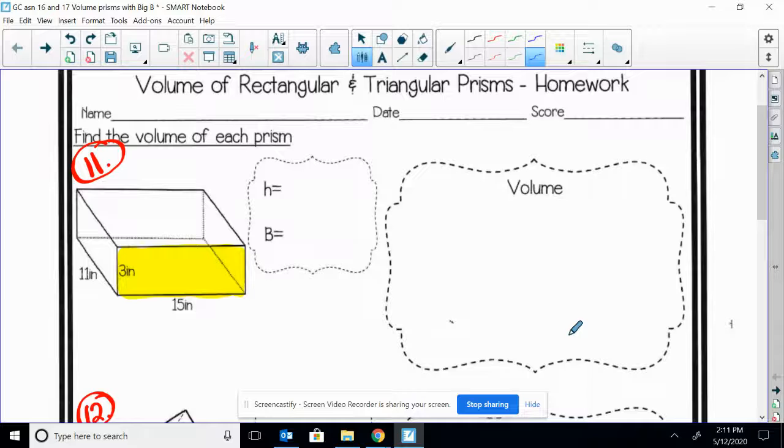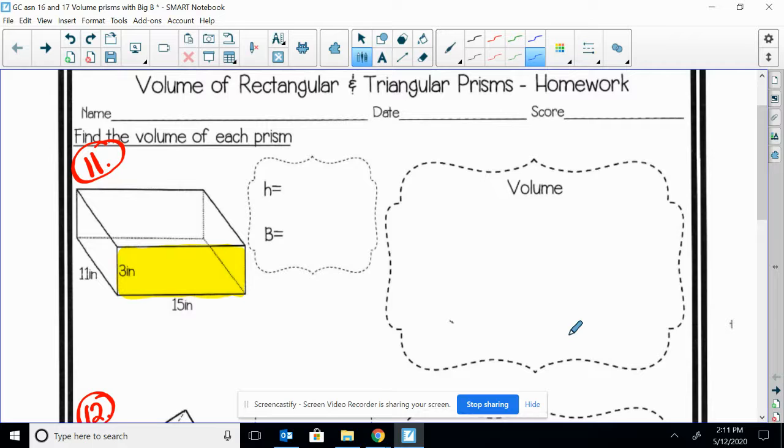Okay, guys, we're going to go over problems 11 through 20. That was on your assignment 16. If you did notice, 11 through 20 was actually all prisms. We know that prisms are named by the shape of their base, and we call the base big B.